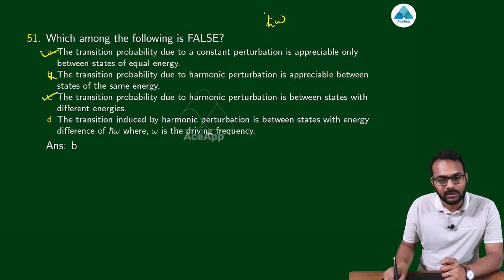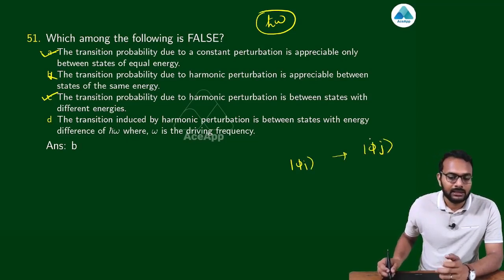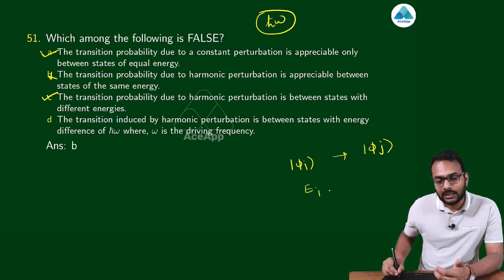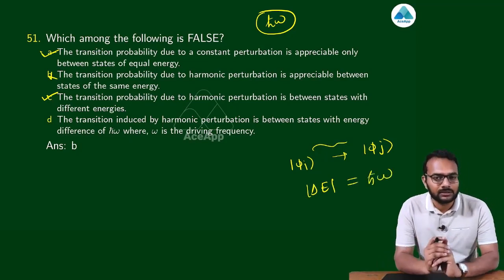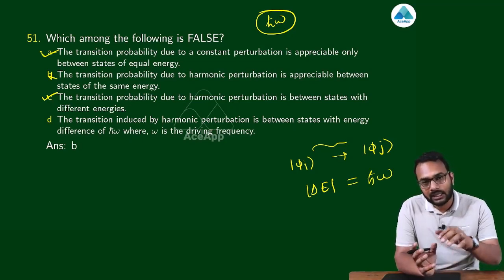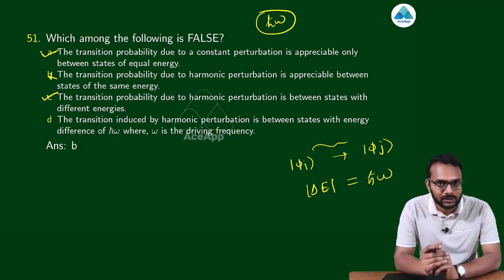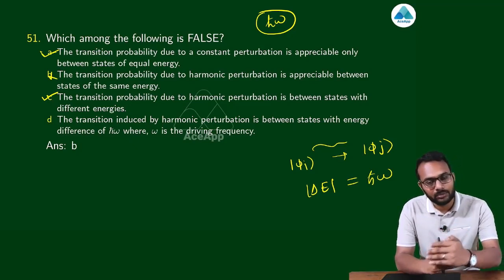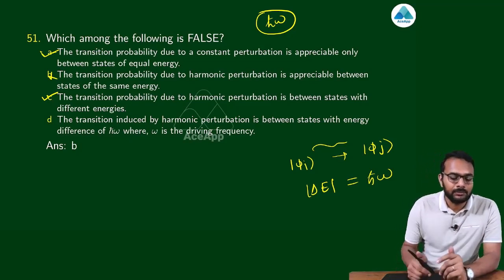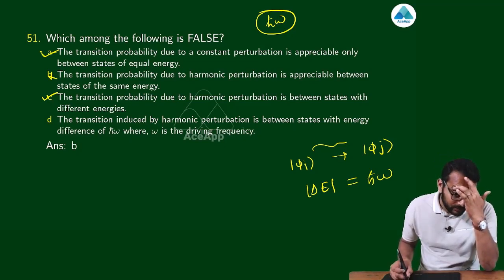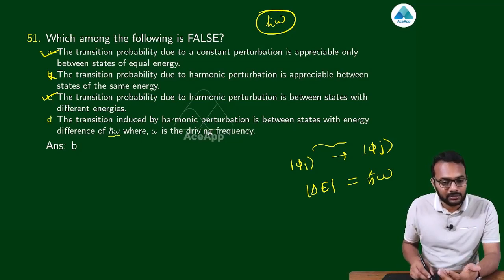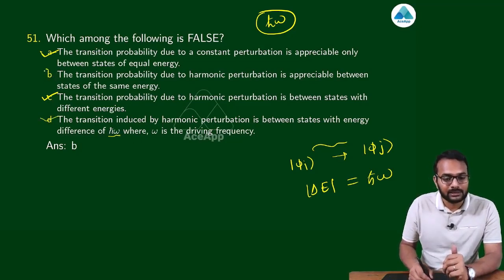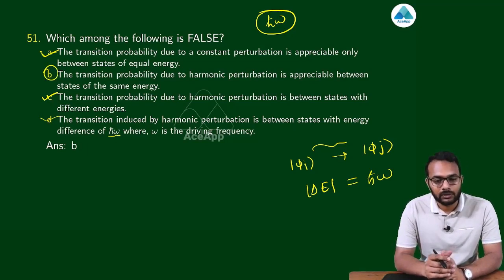The transition probability due to harmonic perturbation is between states with different energies. This is also correct, differing by the factor h cross omega. That is, the transition from phi i to phi j happens under a harmonic perturbation if the energy difference between the states, taking the modulus so you don't have to worry about the minus sign, is h cross omega. Omega is the frequency of the perturbation, which we call the driving frequency. So the transition induced by harmonic perturbation is between states with an energy difference of h cross omega, where omega is the driving frequency. We have explained that and given it as an option here. So option B is the only false one.